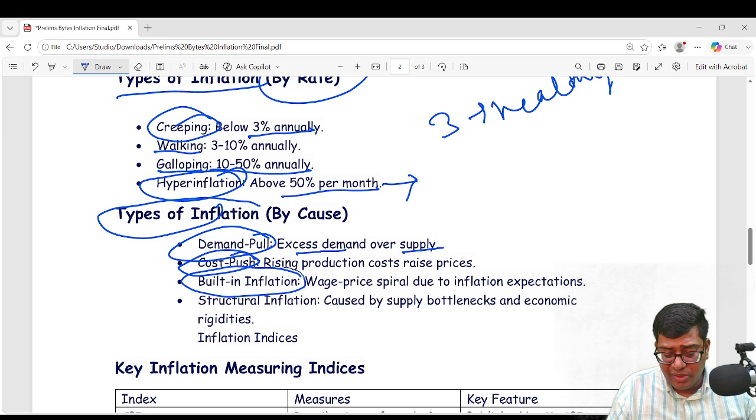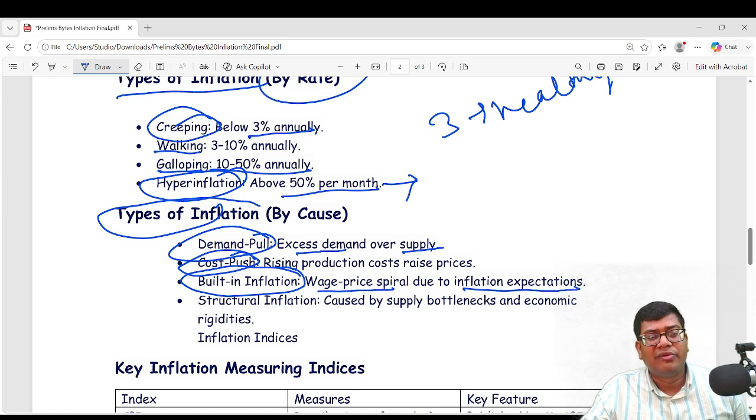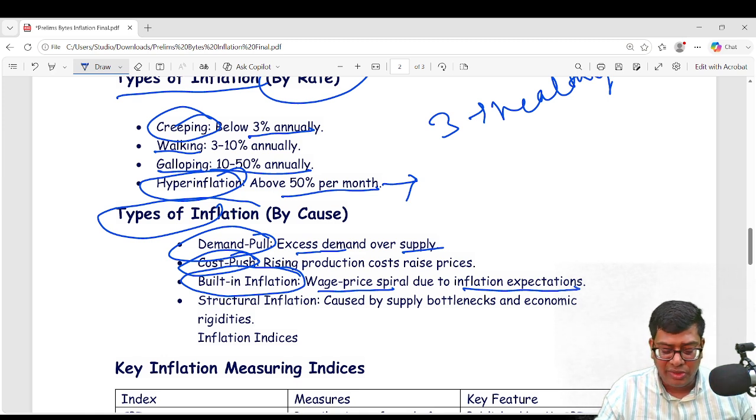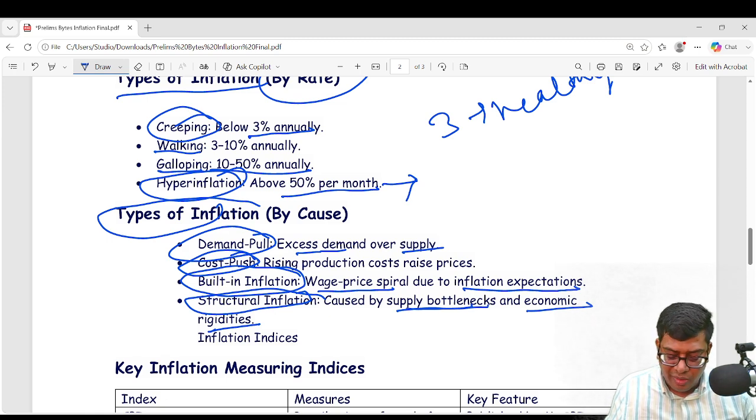The third type is called built-in inflation, a wage-price spiral due to inflation expectation. So someone decides to defer purchasing, or some company wants to defer production. This kind of inflation is called built-in inflation. The next is structural inflation, caused by supply bottlenecks and economic rigidity. So structural inflation is caused by supply bottlenecks and economic rigidity.